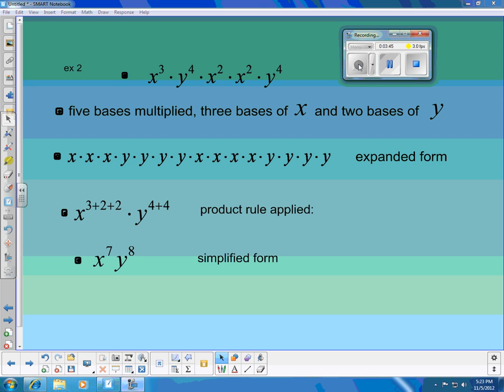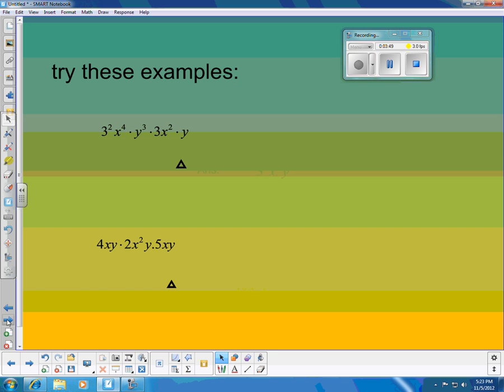Before we wrap this up, I am going to give you a couple of examples. So try these examples. I'll give you a few moments, and then we can see what you receive for the answer. Try the top one first. Do you think you have it? I hope you do.